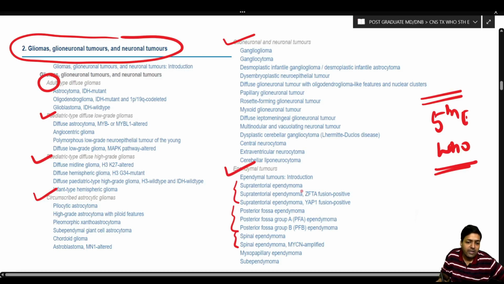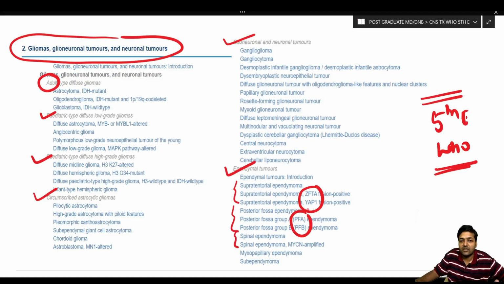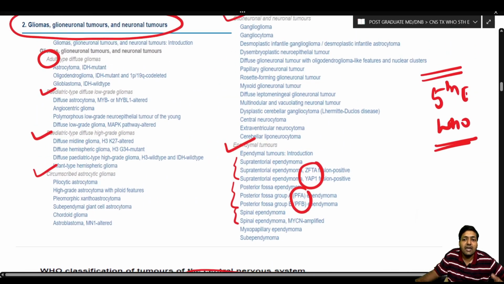Number two, the epigenetic and genetic changes have also been included in the classification of the ependymal tumors as well. So this is a very big change that we have seen now, and the entire classification system has changed. Okay, if you compare the 4th edition with the 5th edition, the 5th edition has become simpler as compared to the 4th edition.